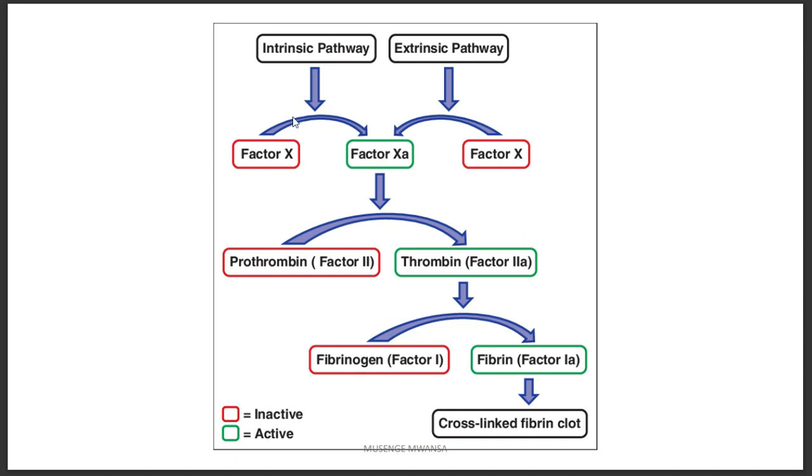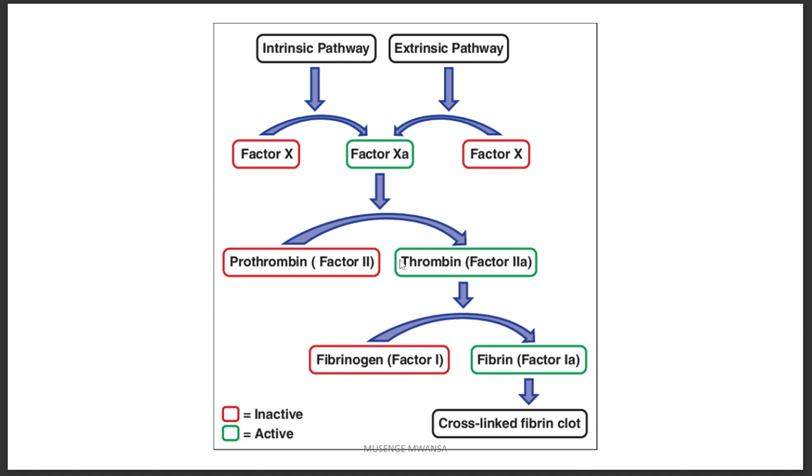That is intrinsic. On the extrinsic, you have exposed tissue. That exposed tissue is going to release factor 3. Factor 3 converts factor 7 to 7A. Factor 7A converts 10 into 10A. And then the 10A now goes on the common path. Factor 10A together with 5A and calcium, which is factor 4, and lipoproteins form what we call the prothrombin complex. Prothrombin complex converts prothrombin to thrombin.